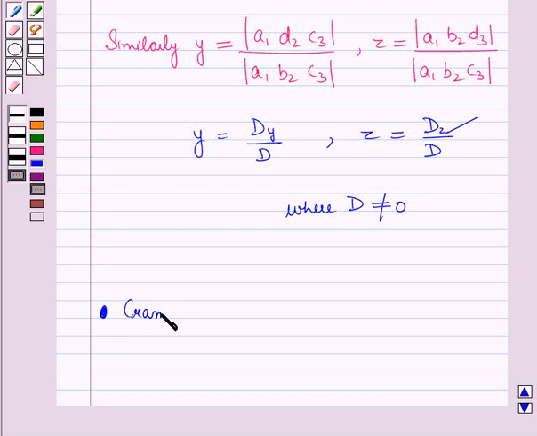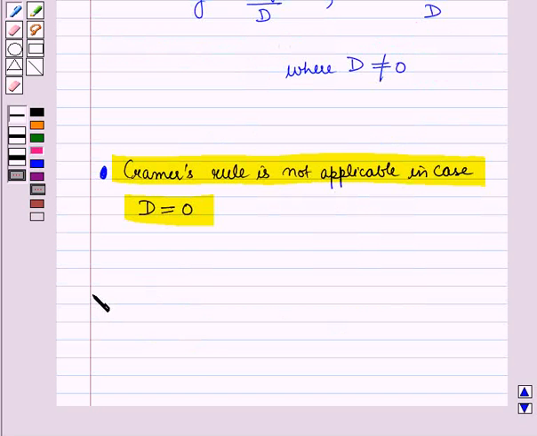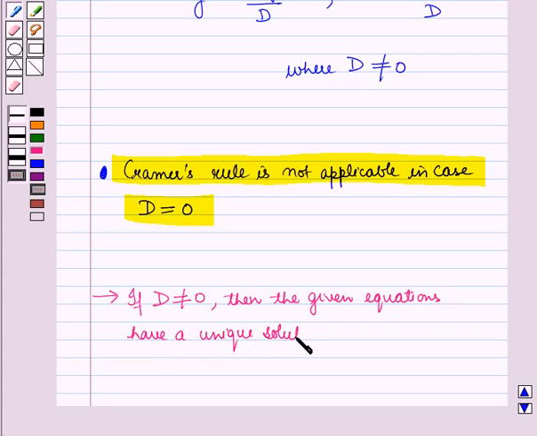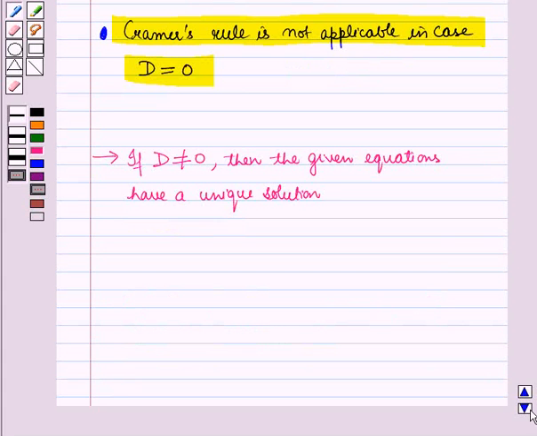Now, Cramer's rule is not applicable in case the determinant D is equal to 0. If D is not equal to 0, then the given equations have a unique solution. And we get X is equal to the determinant Dx over determinant D, then Y is equal to the determinant Dy over determinant D, and Z is equal to the determinant Dz over determinant D.